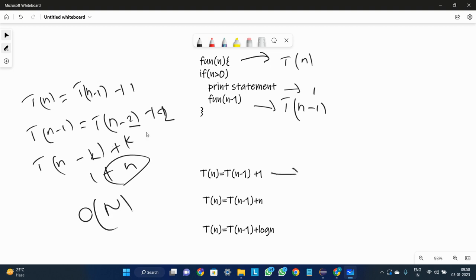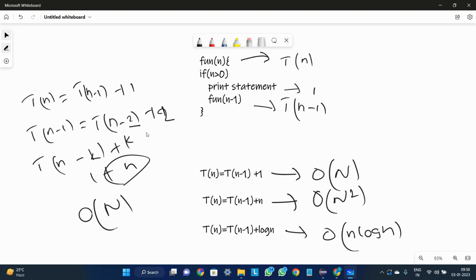Similarly, it is order of n for that case, and for T of n minus 1 plus n, if you calculate, you get order of n square. If you calculate this other one, you will get order of n into log n. Just take these as examples and do back substitution. Here 1 means just one statement, n means there will be one loop, and log n we already calculated.